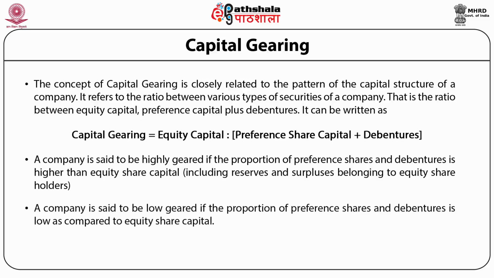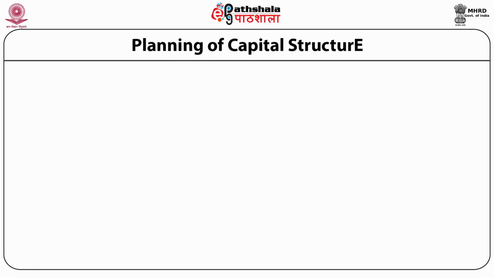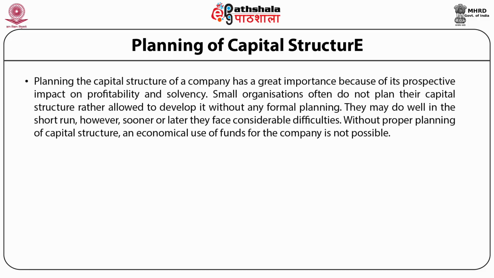A company is said to be low geared if the proportion of preference shares and debentures is low as compared to equity share capital. Now let's discuss the planning of capital structure. Planning the capital structure of a company has a great importance because of its prospective impact on profitability and solvency.